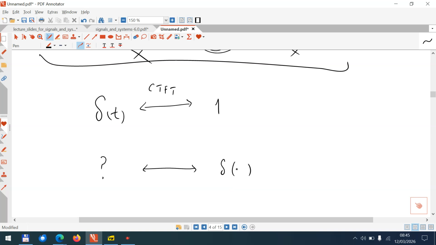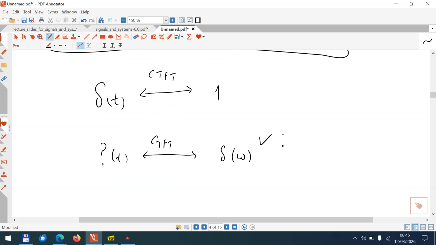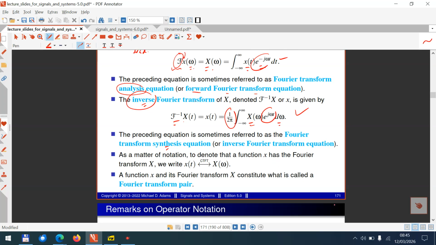Delta of? This is CTFT. So this will be a function of time, some function of time, and this will be omega. So we are asking for the inverse question. What is this time domain signal for which the continuous Fourier transform is delta of omega, right? So how do we do that? We use this integral, yeah, this one.